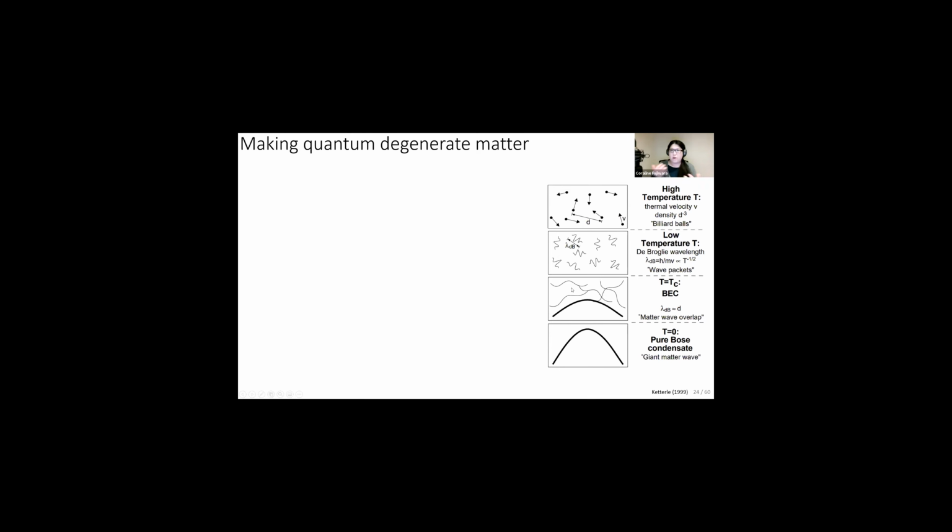In the case of what are called bosons, which is a flavor of particle, they will constructively interfere, and you'll get what's called matter wave overlap. And eventually, as they get colder and colder, all the atoms are going to constructively interfere with each other, and we'll get what's called a pure Bose condensate, which is this giant matter wave where all of the atoms are in the same quantum state. And we can see this in the lab.